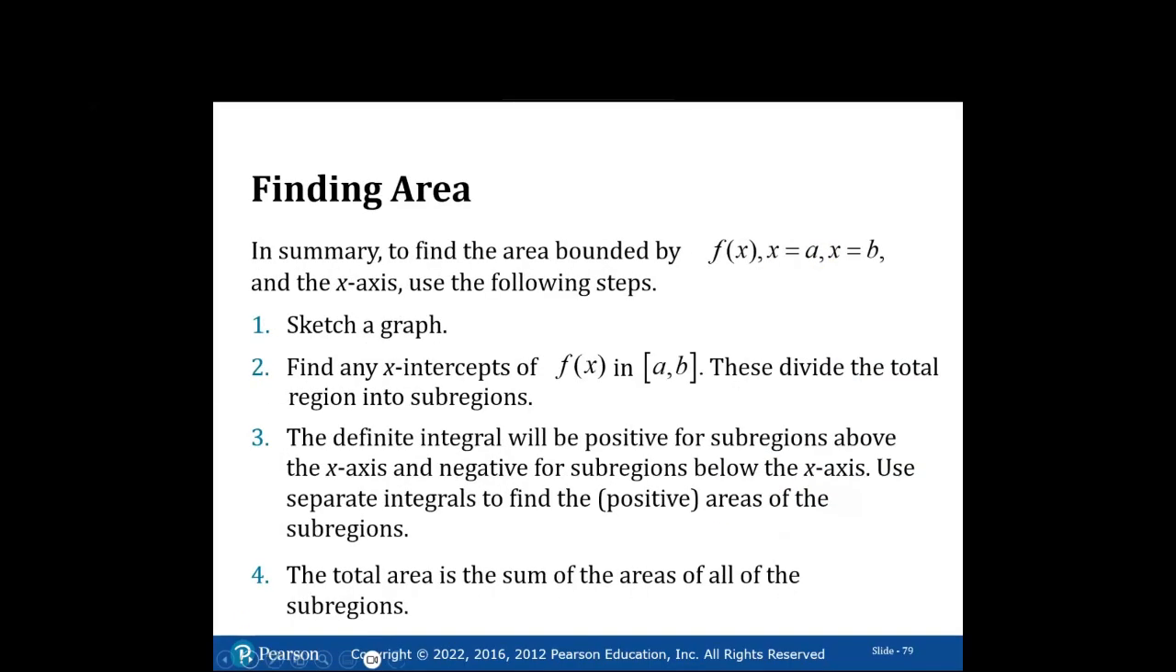And here's what I said, that the definite integral will be positive for regions above the x-axis, negative for below. So we're going to use separate integrals to find positive subregions. That's why we did the absolute value of one. Area means positive. We don't have negative area. So then your total area is the sum of those subregions.